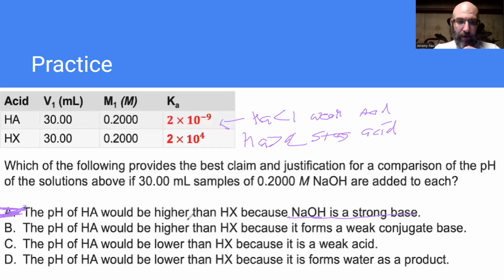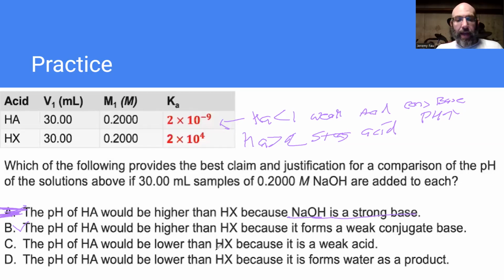The pH of HA would be higher than HX because it forms a weak conjugate base. So HA is a weak acid. Therefore, it does form a conjugate base that raises pH. So B looks promising. C, the pH of HA would be lower than HX because it's a weak acid.